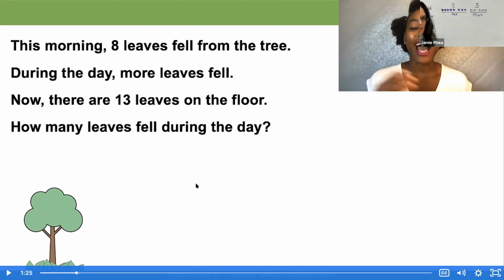What can I say? I can say 8 leaves fell during the day plus 5 more that fell equals 13 leaves that fell in all. Or I could do a subtraction sentence and I could say there were 13 leaves in all. 8 of them fell during the day and 5 fell the rest of the day. Okay, so I could do either way. So we could also write our statement that says 5 leaves fell during the day.